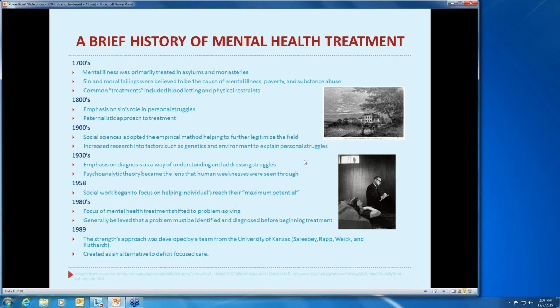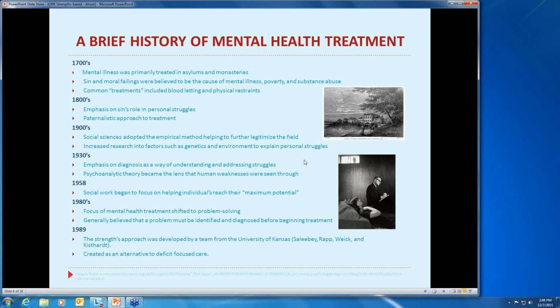So in the 1700s, mental illness was primarily treated in asylums and monasteries. And an interesting point to make is asylums were never meant to be what they became known for. They never meant to be these awful places where you would lock people up. The word asylum comes from the same word where we get asylum seekers and asylees, where they were seeking safety. They were hoping that it would be a calming place where people could get rest and heal away from urban chaos. Obviously, that's not what happened.